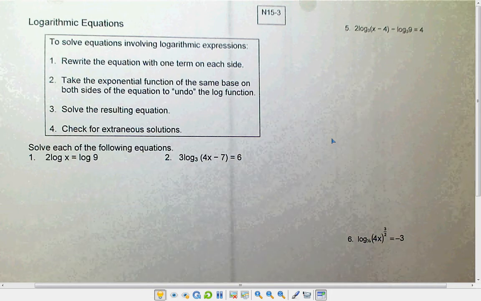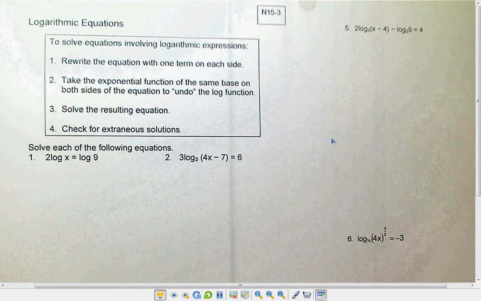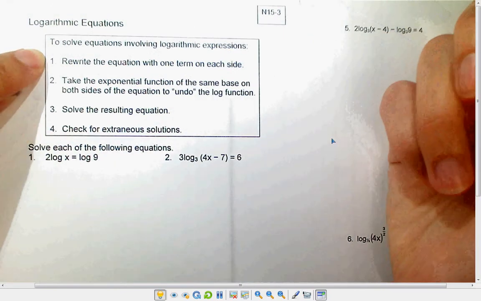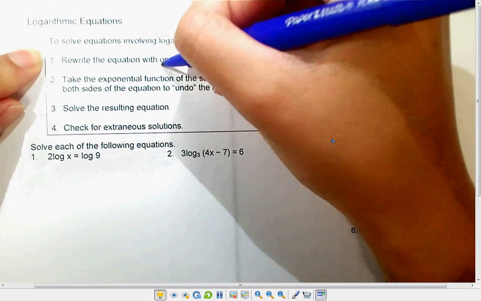Our next lesson is going to be on solving logarithmic equations. So here are the steps we're going to take to solve equations. The first thing we're going to do is rewrite the equation with one term on each side.